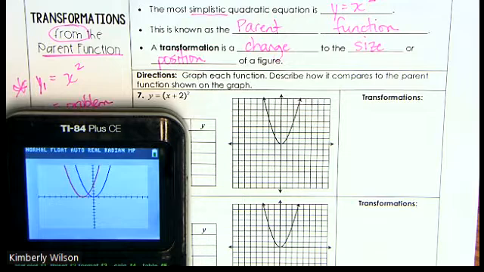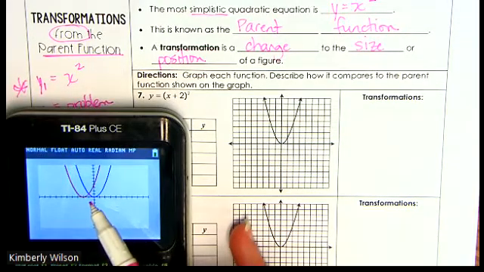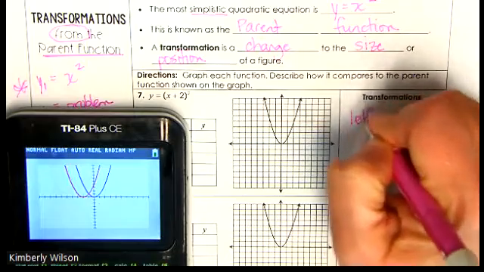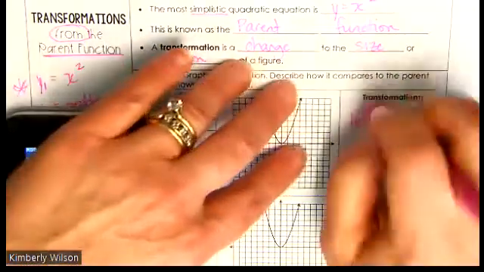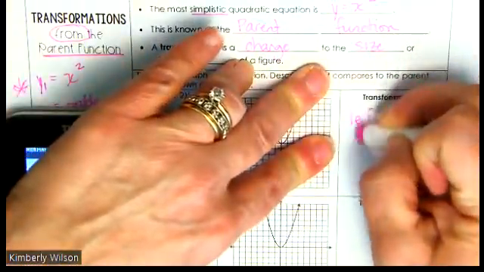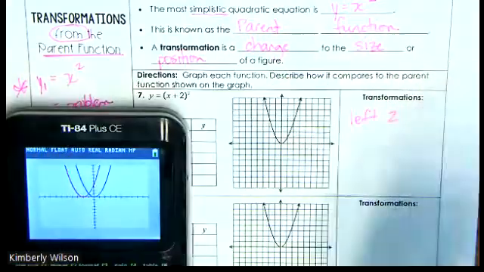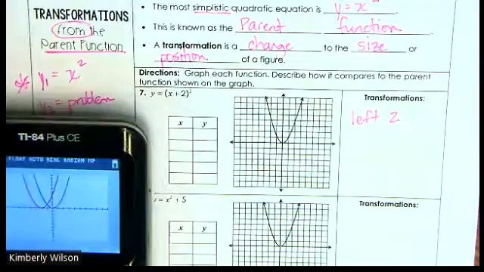The red one looks like it stayed the same size, but it just moved to the left. So that's what we write. The transformation is that it moved to the left. Well, then we're going to see on the graph how much. 1, 2. So we would say the transformation is left 2. Now let's graph it actually and confirm that, okay?